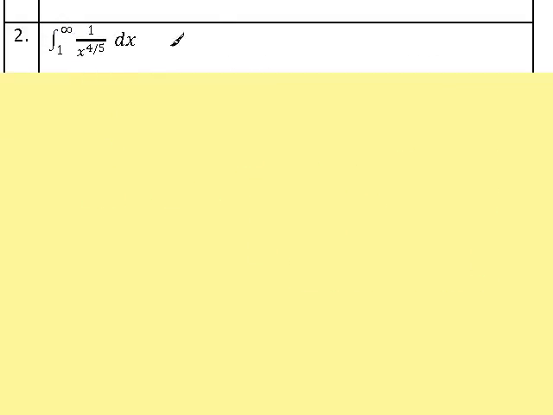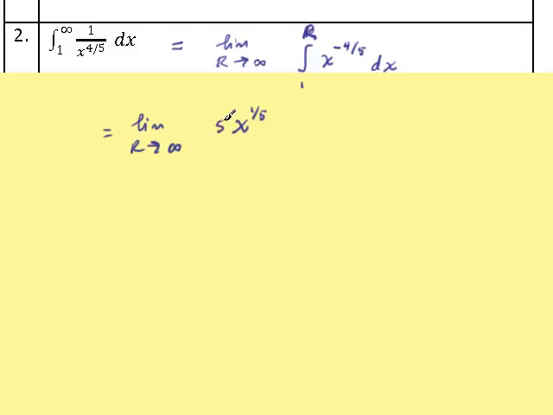Okay, we're going to do the same thing in number 2. We'll take the limit as r goes to infinity. And here we have x to the minus 4/5. So let's do the power rule. And we have minus 4/5 plus 5/5 is 1/5. So we have x to the 1/5 divided by 1/5, or multiply by 5.